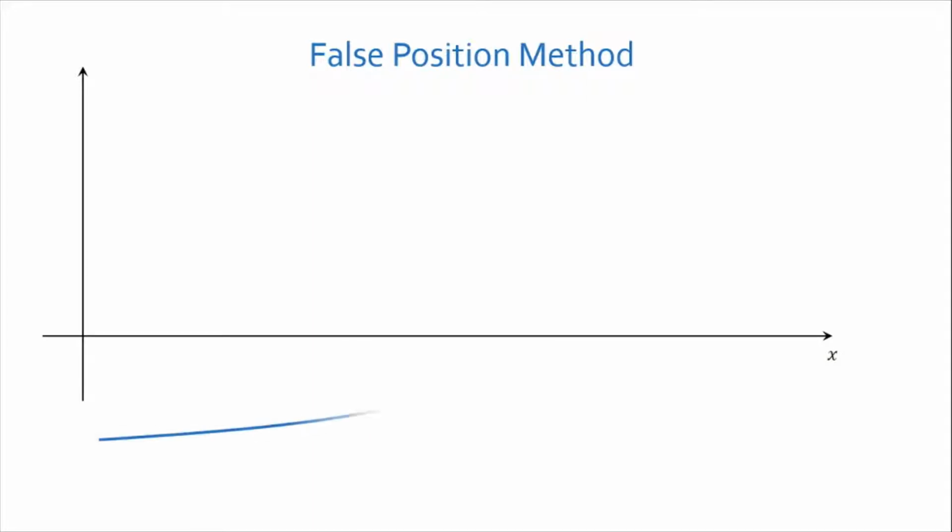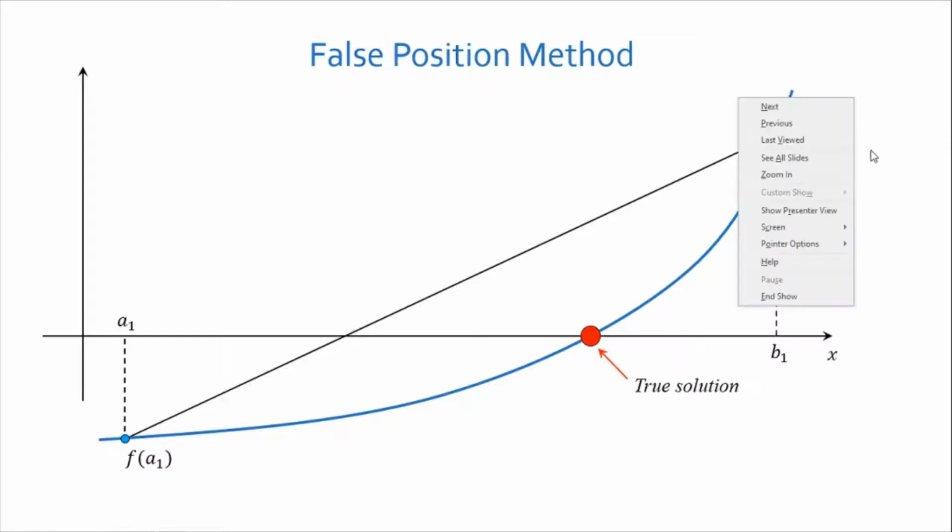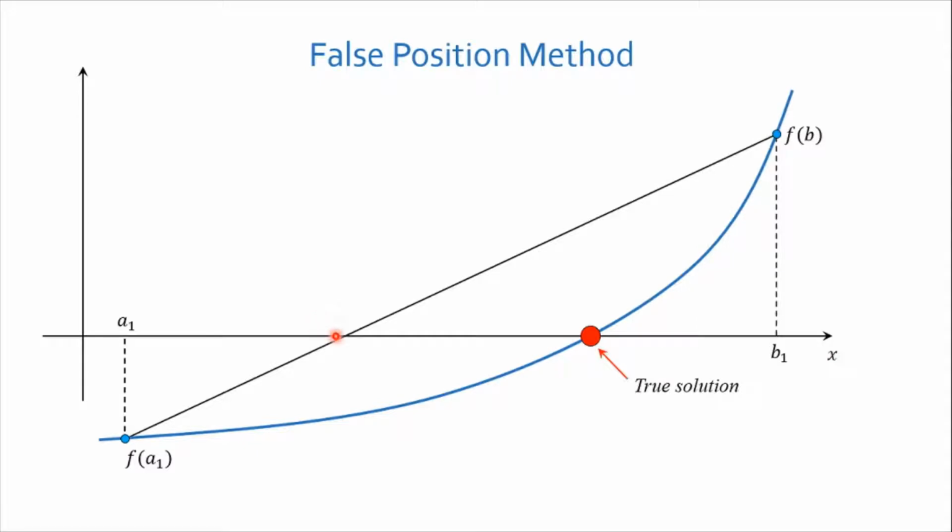One of the bracketing methods is the false position method. In this method, the solution starts within a given interval a sub 1, b sub 1, and then the points on the graph at x equals a sub 1 and b sub 1 are connected by a straight line. Notice that this straight line touches the x-axis. This point wherein this straight line touches the x-axis will be the first estimate of the root, which will be denoted as x sub r1.